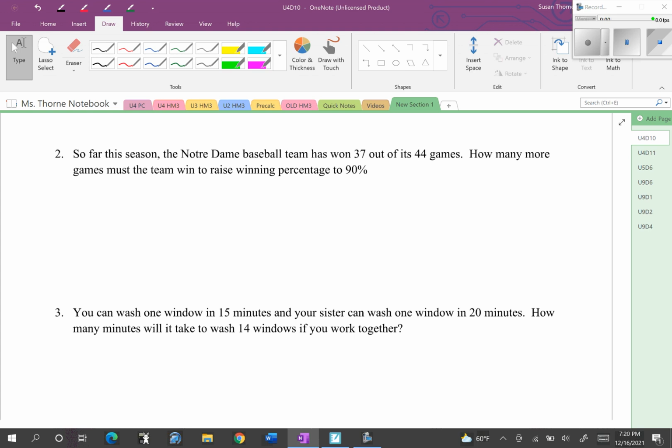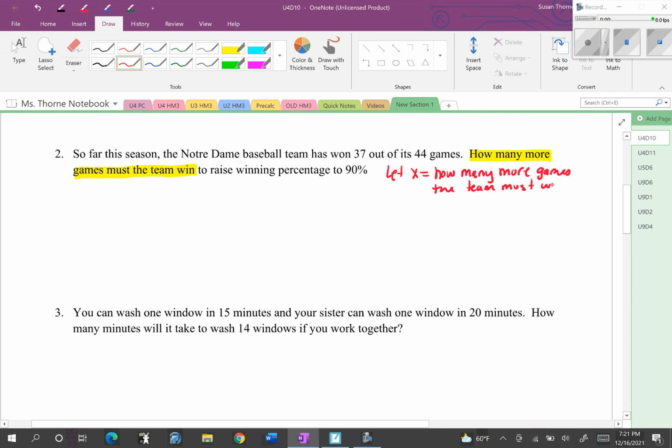So of course, 37 out of 44 is not equal to 90%. So we're trying to figure out again how many more games the team must win to raise the winning percentage to 90%. So that is going to be our x. So let x equal how many more games the team must win. So for this, if we have 37 out of 44, again, we know that's not 90%.